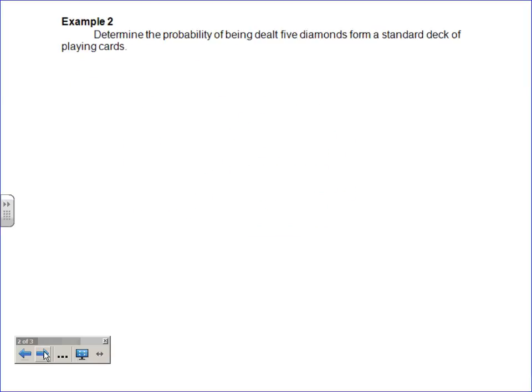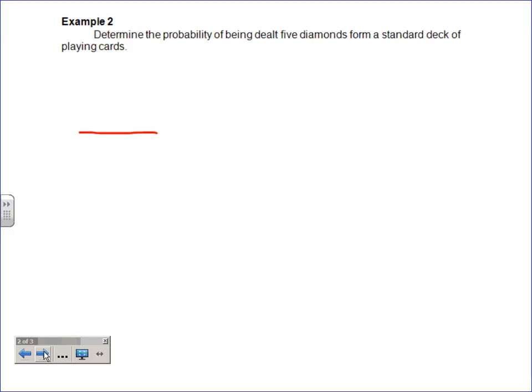So determine the probability of being dealt 5 diamonds, otherwise known as a flush, from a standard deck of playing cards. We're going to say that you only get 5 cards. Do you feel that will be very probable or not? Yes. Very probable of getting 5 diamonds if you're only getting 5 cards. Probable or not? Well, let's find out.